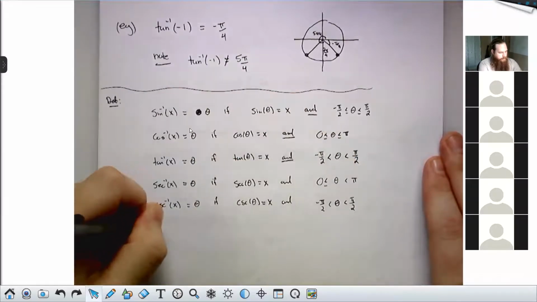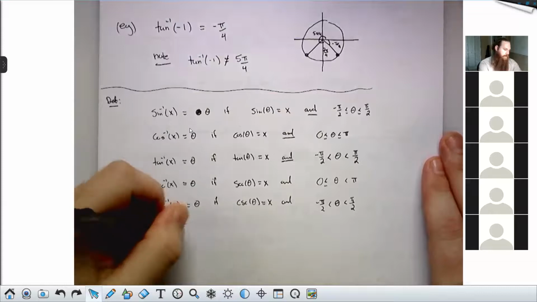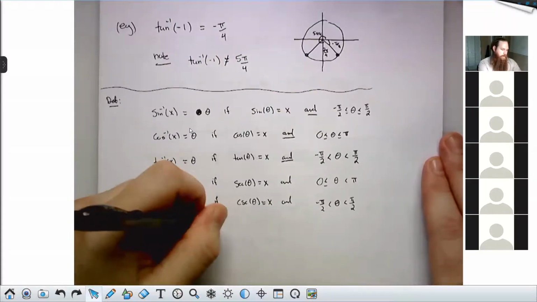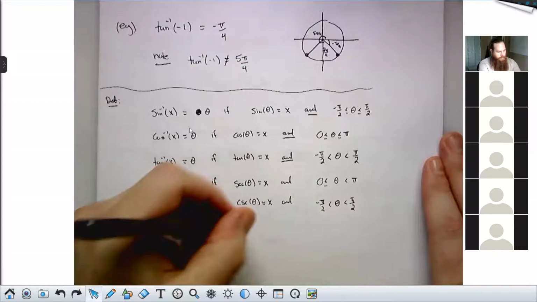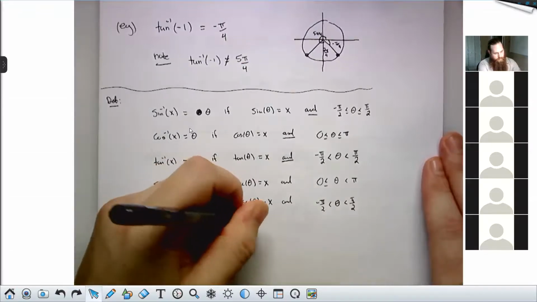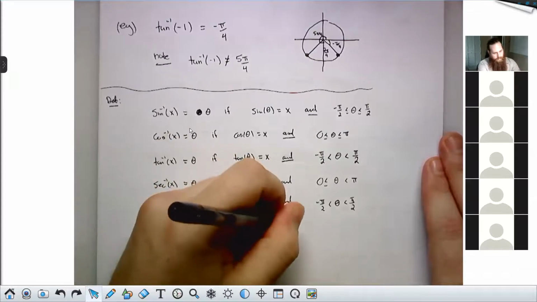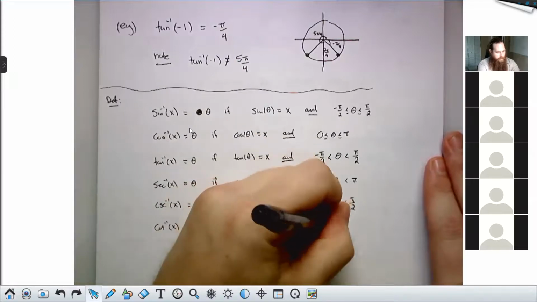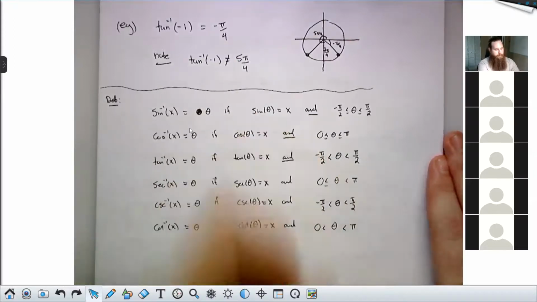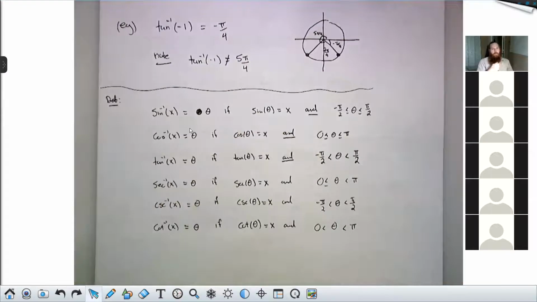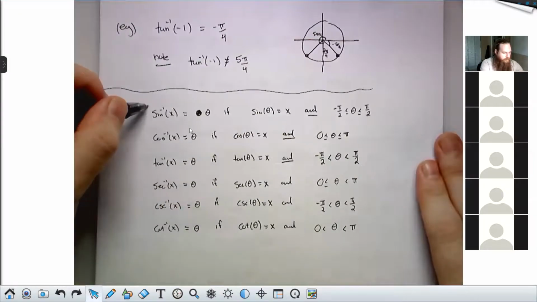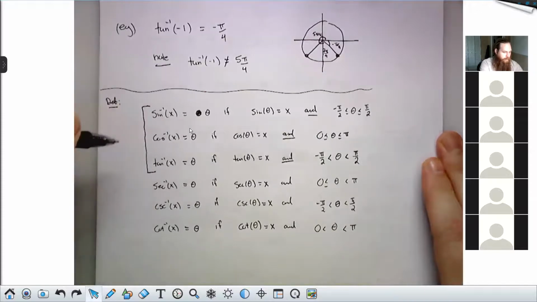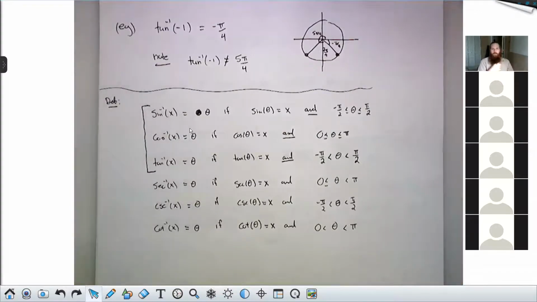And the cotangent function, the inverse cotangent of x is equal to theta if the cotangent of theta is equal to x. And here we use 0 and pi again. 0, this time strictly less than theta, strictly less than pi. It's the top 3 that you'll find yourself using most of the time. So if you're worried about remembering all this stuff, focus on remembering sine, cosine, and tangent. Secant, cosecant, and cotangent, not as interesting.